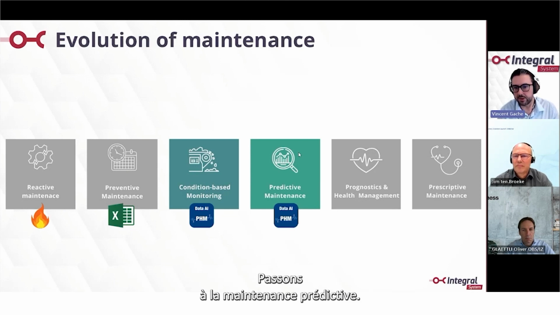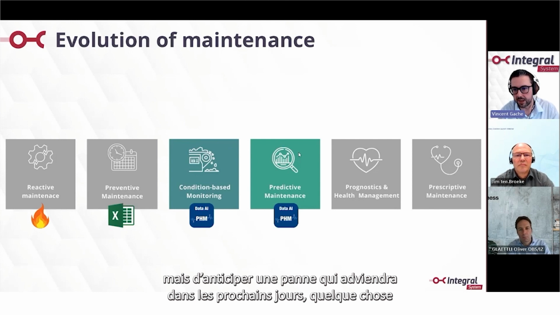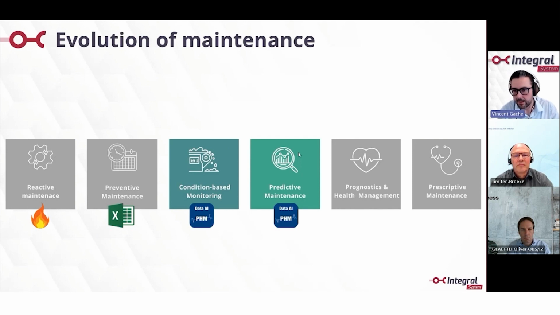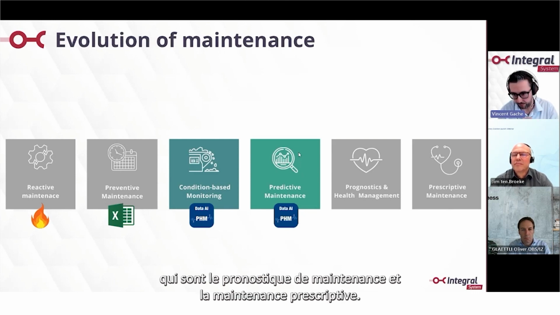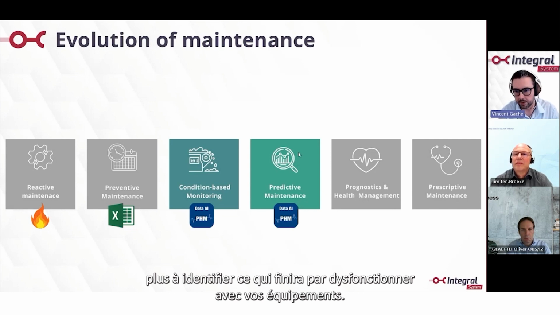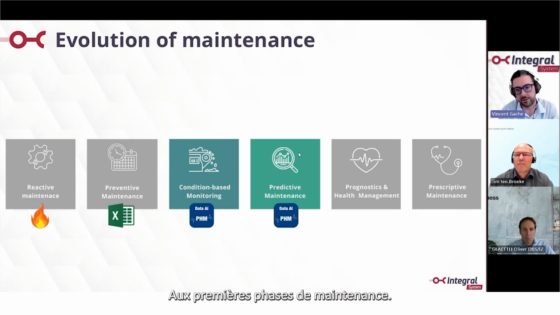And afterward, you have predictive maintenance. So what we want to achieve here is not just sending alarms. It's also warning you that in the next days something is going to go wrong with your equipment. And of course, you have two other steps, which we won't talk about today, but which are prognostic and prescriptive maintenance. Those two are more about what will go wrong in your equipment. And you also need to think about those reactive maintenance, the first steps of the evolution of maintenance.